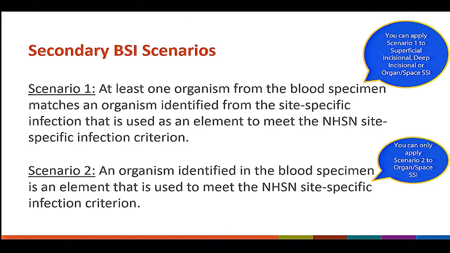Scenario two is when you have an organism identified from the blood specimen, and that blood specimen is an element used to meet the NHSN site-specific infection criterion. So, for example, if you're applying IAB criteria, there is a criterion where you can use blood as an element. So, if you have that blood culture, you can meet the IAB definition, and that would be a secondary BSI to your SSI. You cannot apply scenario 2 to superficial and deep incisional SSIs, because remember, blood is not an element of the superficial or deep SSIs. So you do have to have a matching pathogen for a secondary BSI to a superficial or deep incisional SSI.